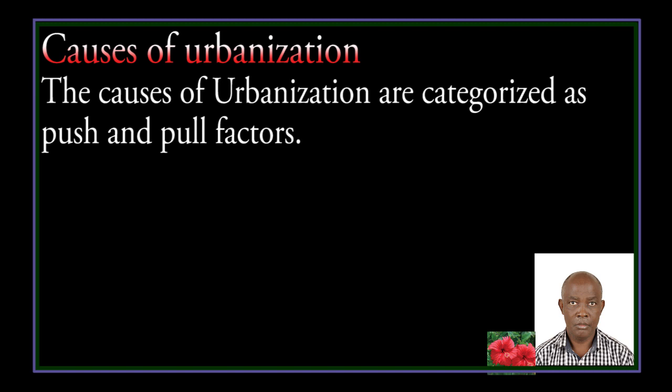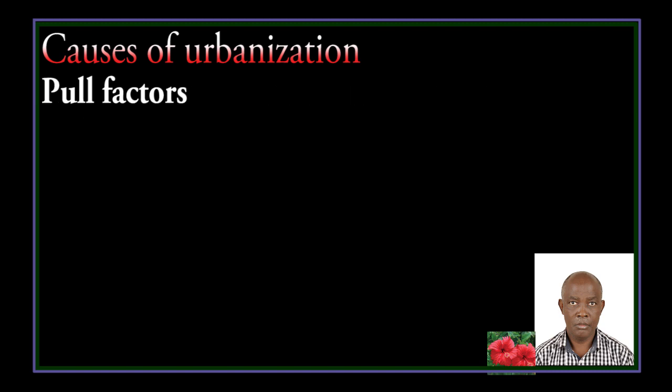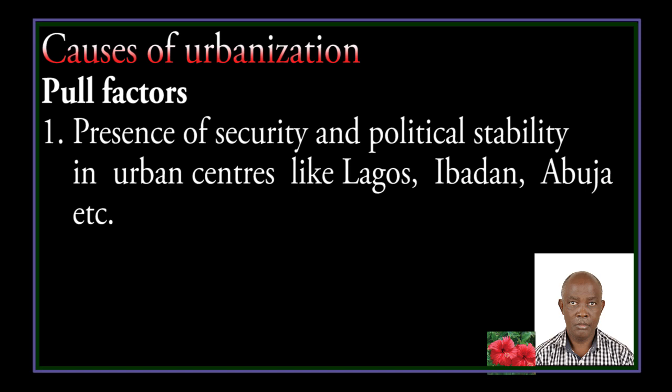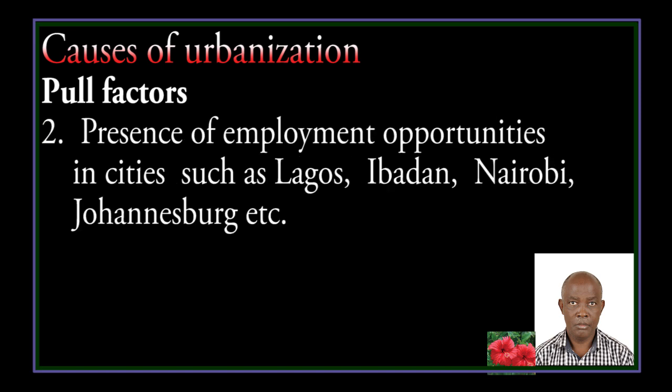Causes of urbanization. The causes of urbanization are categorized as push and pull factors. Pull factors: presence of security and political stability in urban areas like Lagos, Ibadan, Abuja, and so on. Presence of employment opportunities in cities such as Lagos, Ibadan, Nairobi, Johannesburg, and so on.